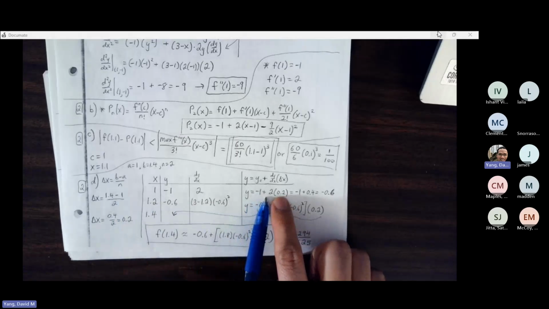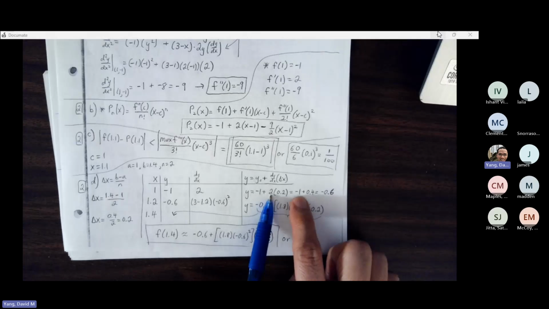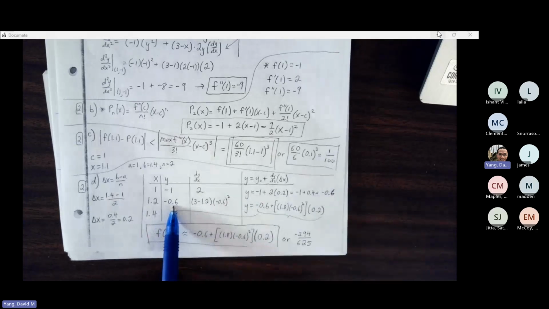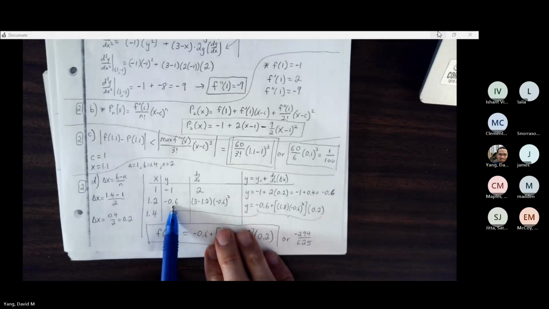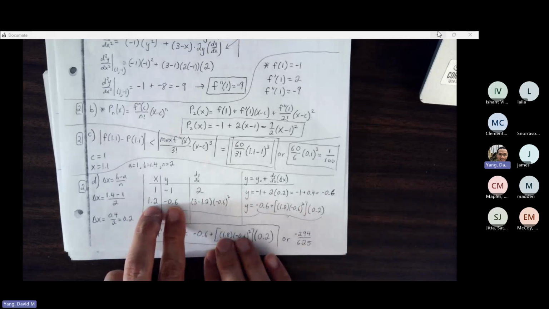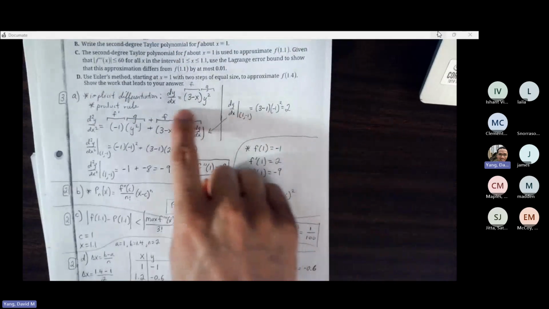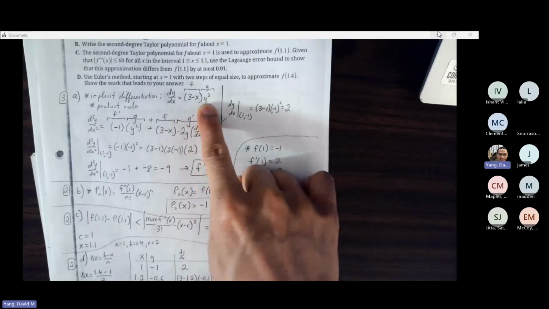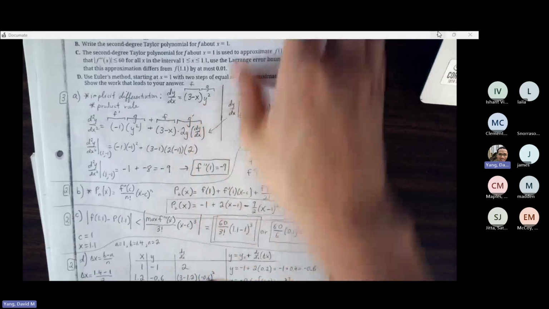This one I think is beneficial to actually work it out. 2 times 0.2 is 0.4. 0.4 minus 1 is -0.6. So now we put that -0.6 here. So now this becomes a little messy here. Putting that 1.2 and -0.6 into the dy dx, we'll get 3 minus 1.2 times -0.6 squared.